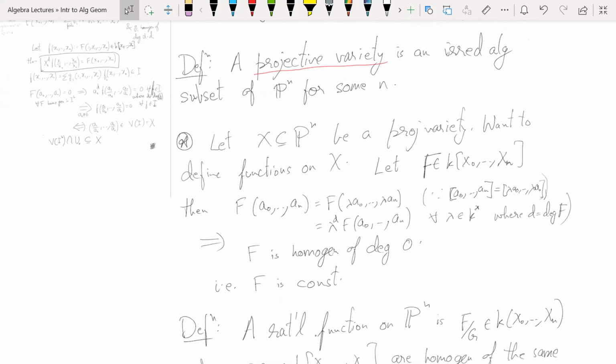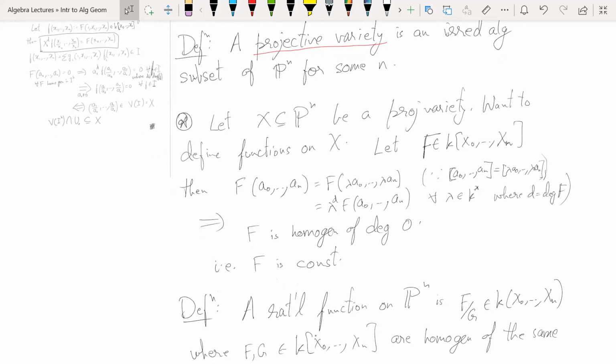Okay, so let me define functions on projective varieties. X is some projective variety, and we want to define some functions on X. Like in the affine case, what we did was we looked at elements of the coordinate ring and tried to define functions using those elements. So we can try to do that. Let's take f a homogeneous polynomial. There we took an arbitrary polynomial, but here we should take a homogeneous polynomial, because the right analog is to look at homogeneous polynomials.